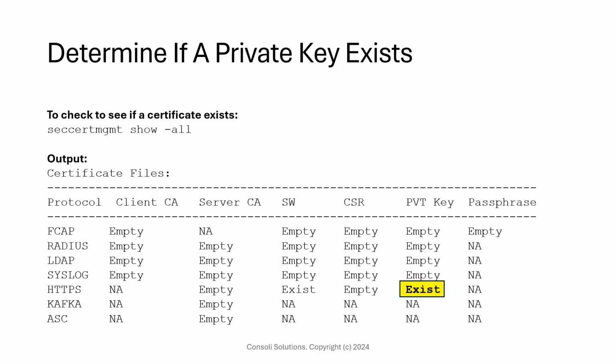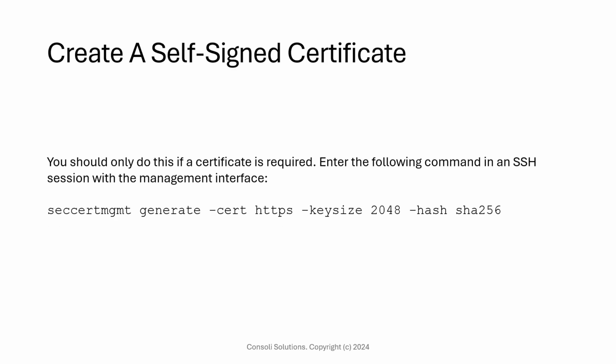If this is empty, you need to create a certificate. Okay, only do this if you need to create a certificate. In other words, that previous cell said empty. Simply copy and paste this command into an SSH session or command prompt. Of course, it's a good idea to go back to the previous slide and validate that the certificate was in fact created.